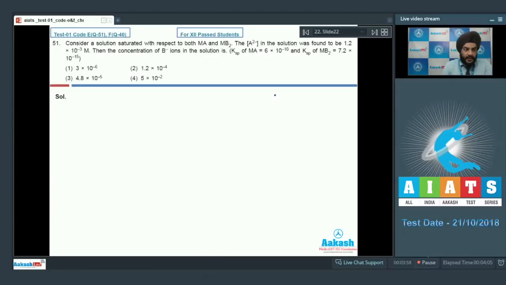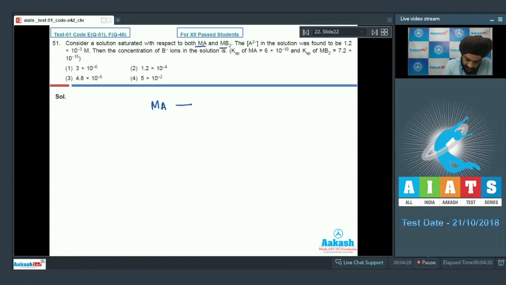Question number 51. Consider a solution saturated with respect to both MA and MB2. The A2 minus ion in the solution is found to be 1.2 × 10^-3 molar. Then the concentration of B minus ions in the solution is? We have been given the value of Ksp of MA and the Ksp of MB2. So students, this is a case of simultaneous equilibrium. Let us first try and look at these equilibriums.